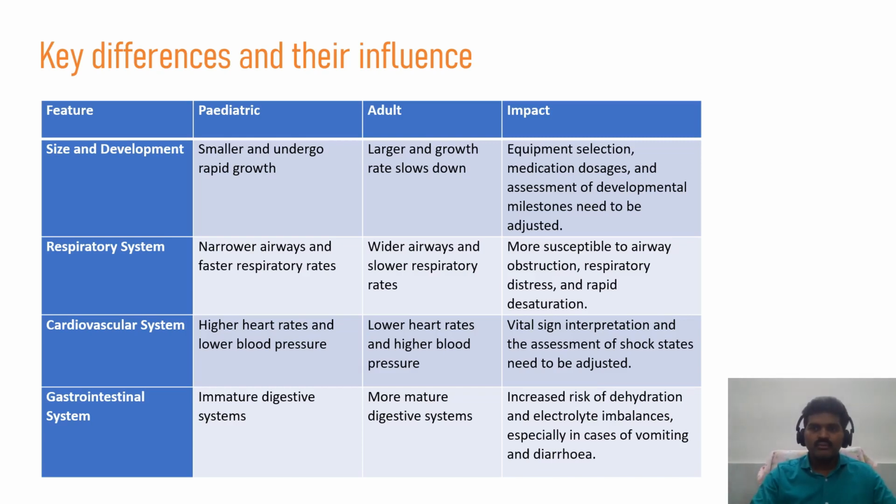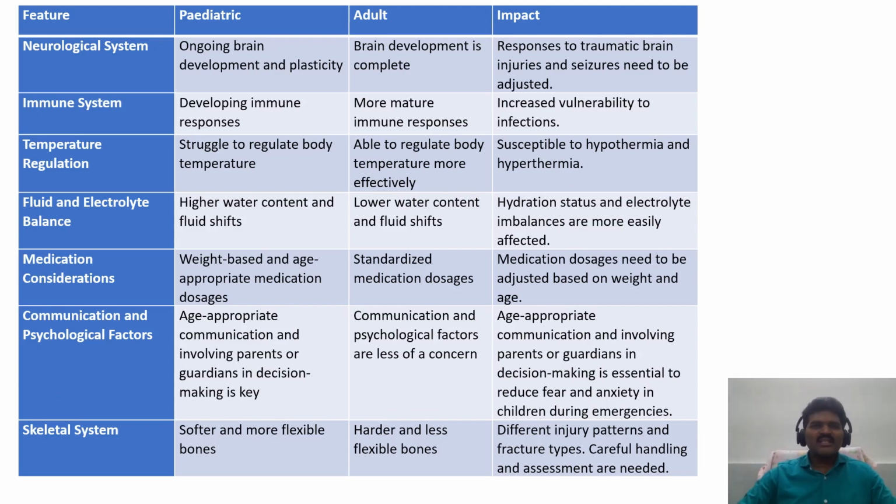Coming to the immune system, they have immature immune systems. Adult immune systems are mature and can launch a full-fledged attack on invading organisms. So pediatrics have generally increased vulnerability to infections. Temperature regulation: usually their subcutaneous fat is not well developed, so they struggle to regulate body temperature. Because of well-developed subcutaneous fat, adults can insulate against temperature and adapt over a wide variation of environmental temperatures. So pediatric patients are very susceptible to hypothermia and also hyperthermia.